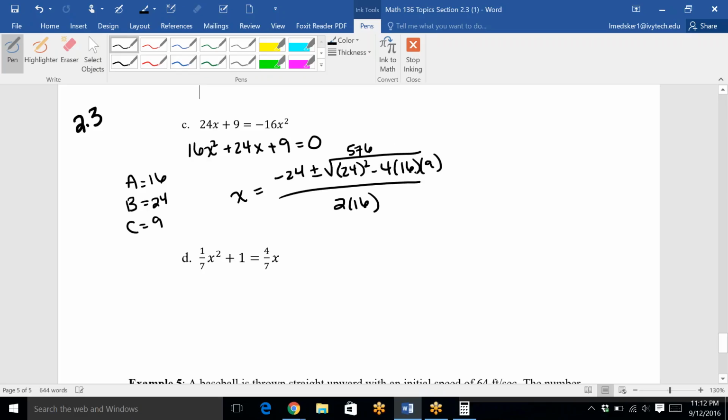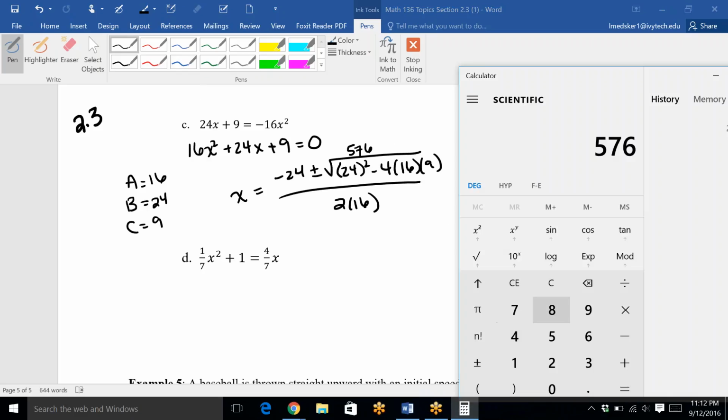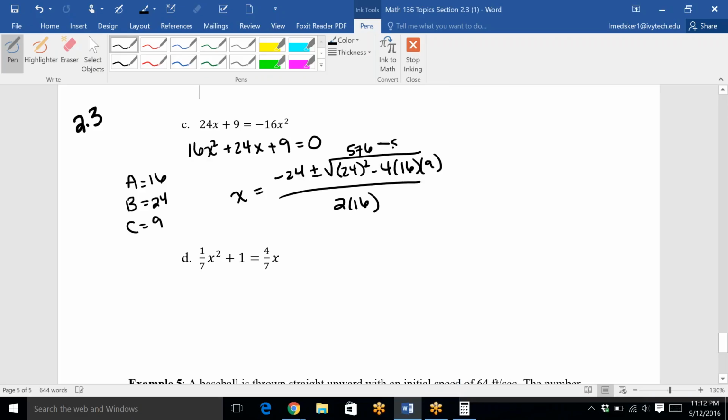And then I need to do negative 4 times 16 times 9 to see what I'm going to be either adding or subtracting. So negative 4 times 16 times 9 equals negative 576. So what I get for my next line is negative 24 plus or minus the square root of 0 over 32, which means we don't really need the plus or minus because you're going to be adding and subtracting 0.